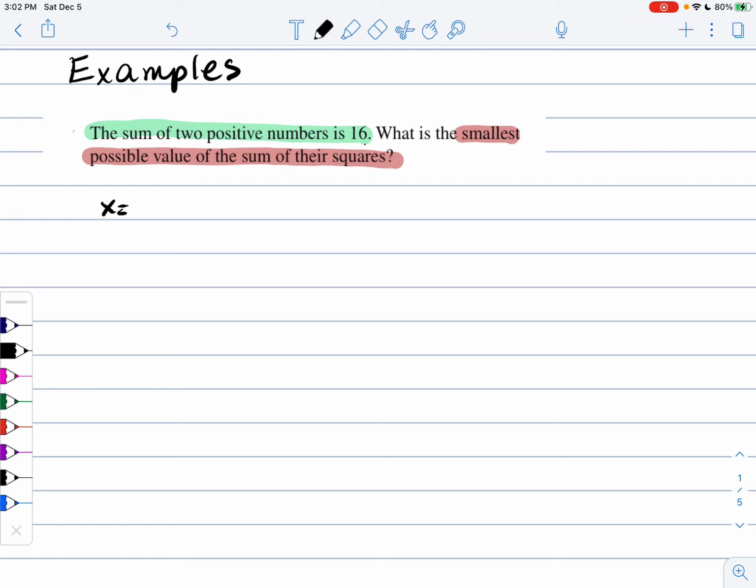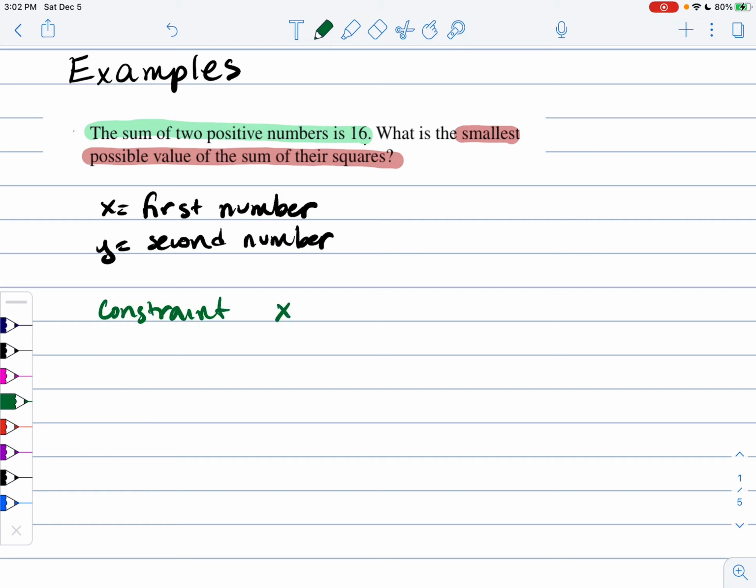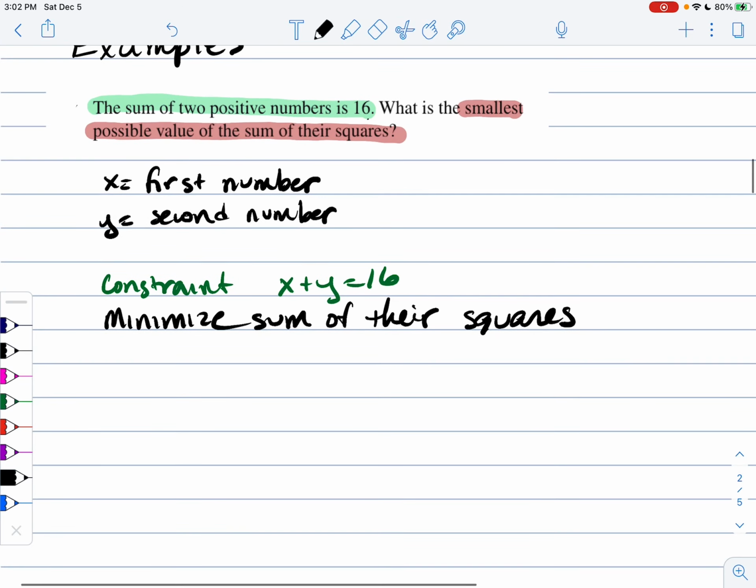So I can write that here. If I'm going to say let x equal the first number and y equal the second number, then I know my constraint here is going to be x plus y is equal to 16. What do I want to minimize? I want to minimize the sum of their squares. Okay, so I'm just going to call it my f of x here is going to equal the sum of their squares. Right? So there's my equation that I want to minimize.